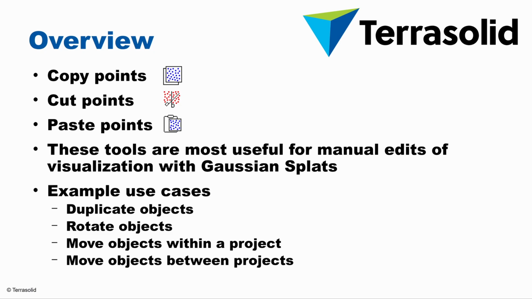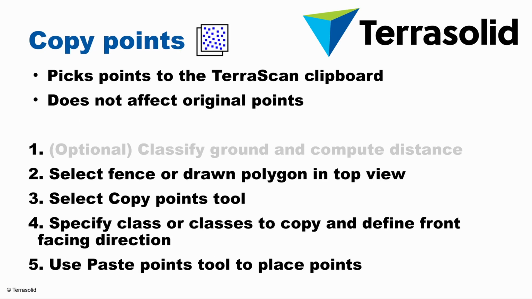Example use cases for these tools include duplicating, rotating, and moving selected objects inside one point cloud or between two point clouds. Copy Points tool copies points to the TerraScan clipboard, keeping the original points. Copying points does not affect original points. First optional step is to classify ground and compute distance to ground. This enables more options for pasting the points.